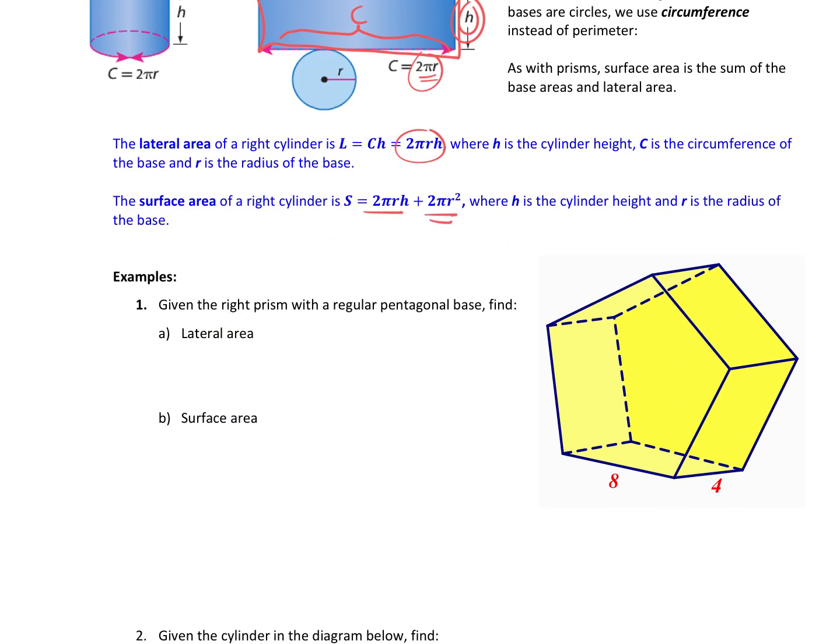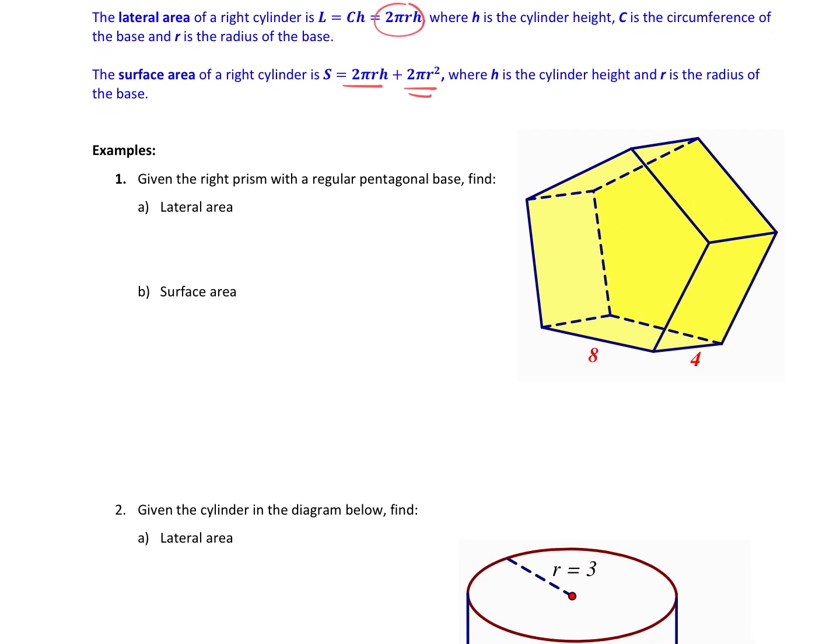All right, so now we're going to actually try to do something. Okay, so lateral area. The formula I need is lateral area equals pH. All right, this one is a pentagonal prism.